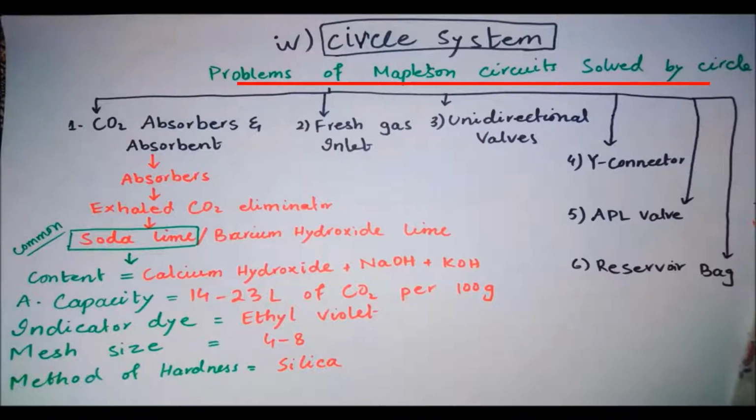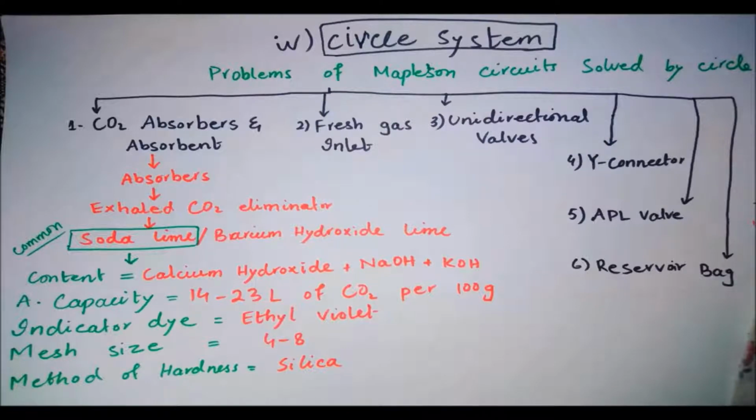The fourth breathing system is circle system. Problems like high flows of fresh gas to prevent rebreathing, resulting in waste of anesthetic agent and loss of heat and humidity etc. are solved by circle system.